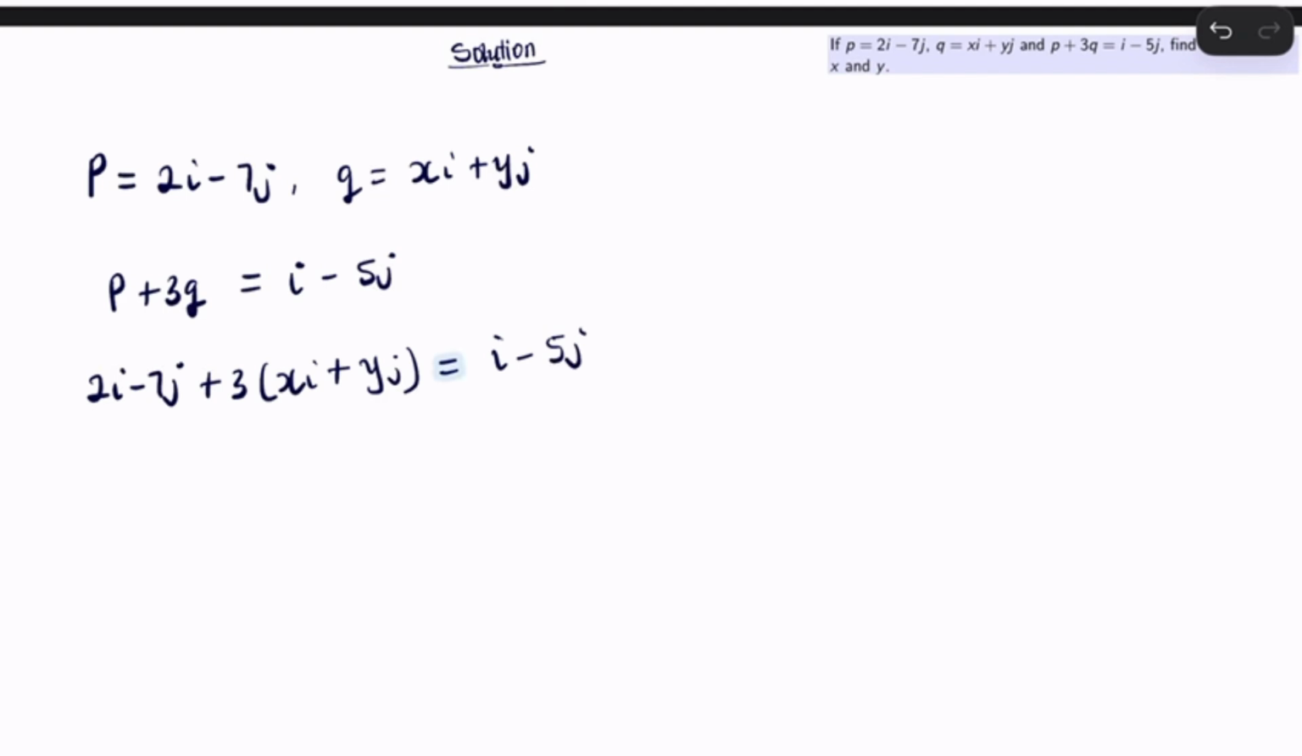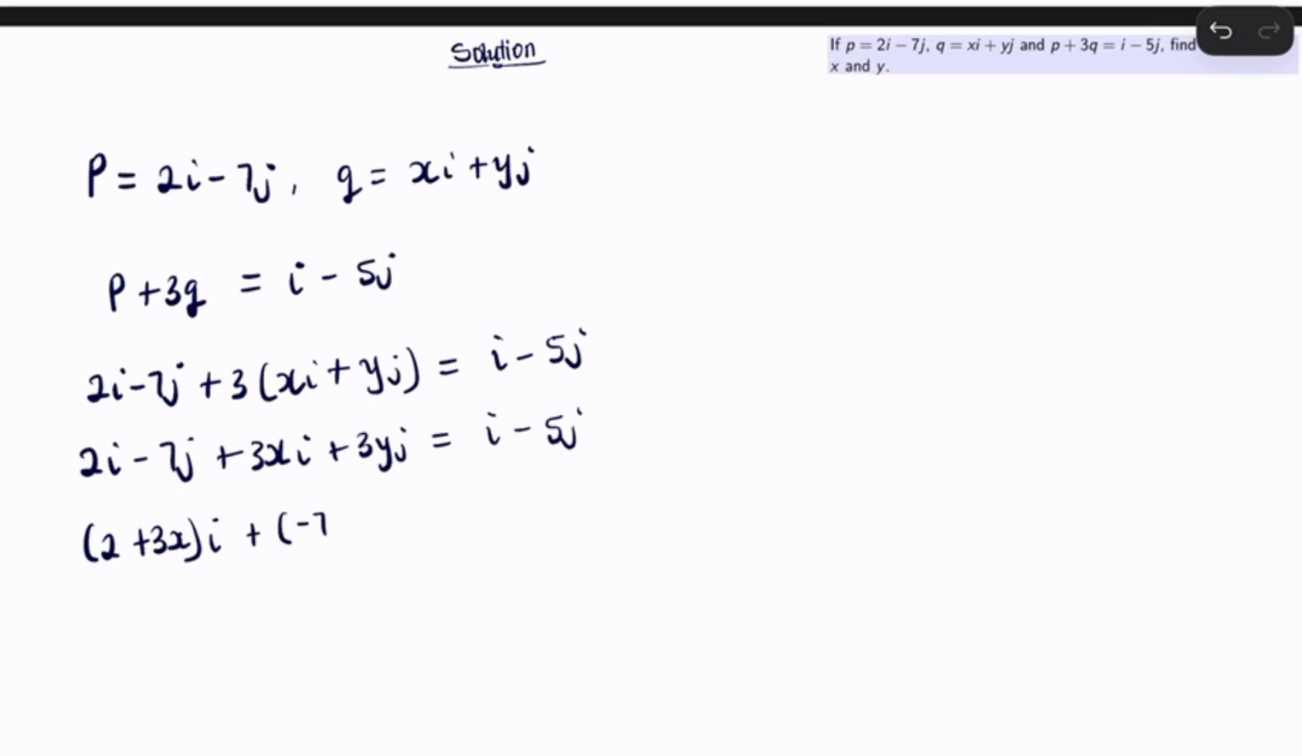So let's expand this. So we are going to have 2i minus 7j, then plus 3xi plus 3yj should be equal to i minus 5j. So we are going to add all the i components on the left hand side and all the j components on the left hand side. So we are going to have (2 plus 3x) all multiplying i, plus (minus 7 plus 3y) all multiplying j, should be equal to the right hand side, that's i minus 5j.